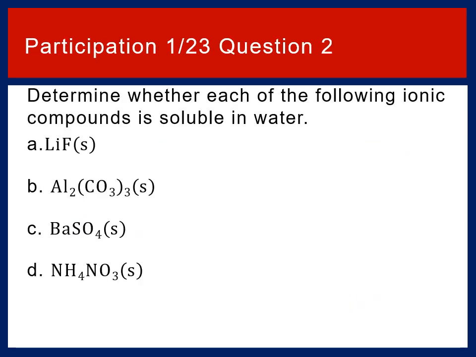Participation 123, question 2. Determine whether each of the following ionic compounds is soluble in water. A, LiF; B, Al2CO3; C, BaSO4; and D, NH4NO3. This is the second question on participation 123, due Friday, January 23rd at 11:59 p.m. over on Blackboard. The link to the assignment is right below the document where there are links to these videos. Again, determine whether each of the following ionic compounds is soluble in water. You can reuse some insight from previous questions. It's lithium fluoride, aluminum carbonate, barium sulfate, and ammonium nitrate.